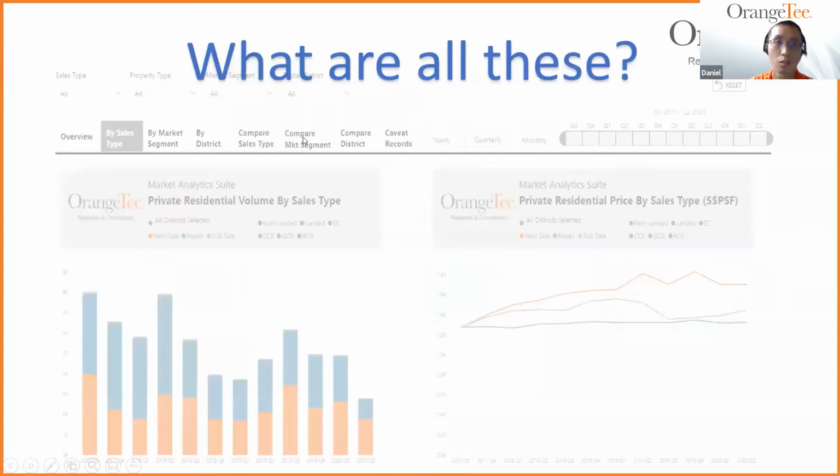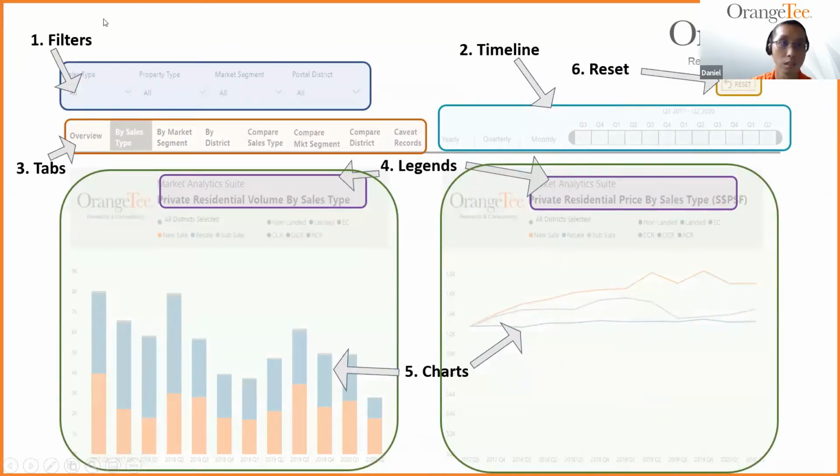Next, when you click onto any one of the modules, you arrive at this page, and most people will ask, what are all these? How do I use all this? So I will bring you through what the elements are and how to interact with them. Basically, we have 6 elements. From the top left, we have the filters. Next, we have the timeline. Next, we have the tabs. Below them are our legends and charts. And last is our reset button. I'll bring you through them one by one.